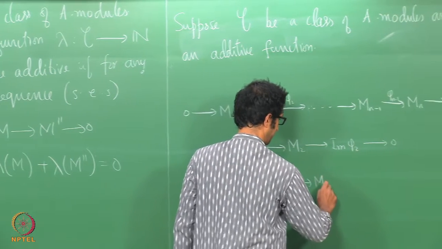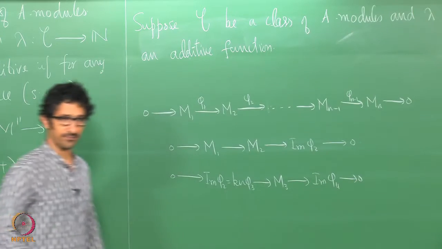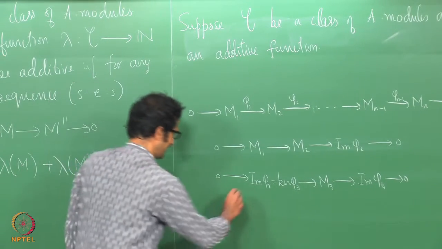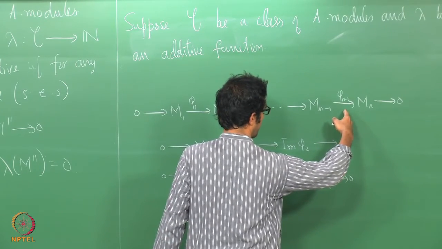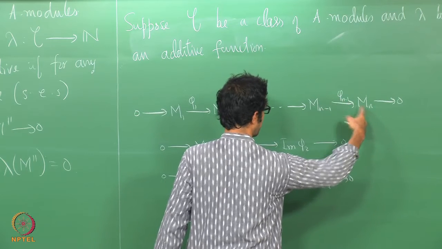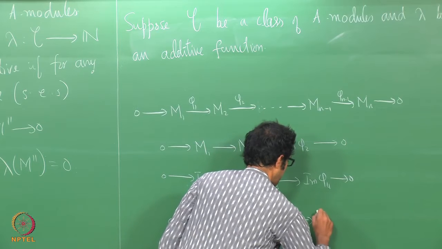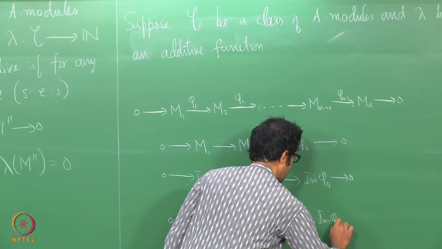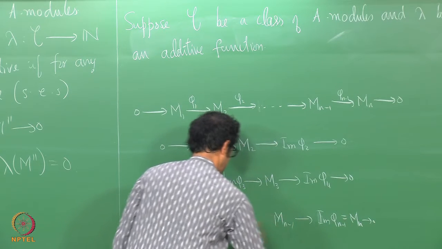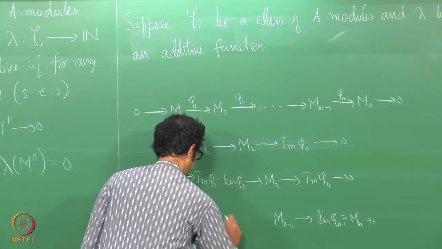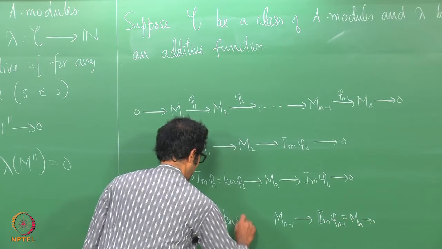To M3, to image of phi 4, to 0, right, and so on, to 0. So I have image of phi n minus 1 is Mn itself, so we can talk about the previous image phi n here. Image phi n is phi n minus 1, this is Mn to 0, to Mn minus 1, to image of phi n minus 2, which is same as kernel phi n minus 1.